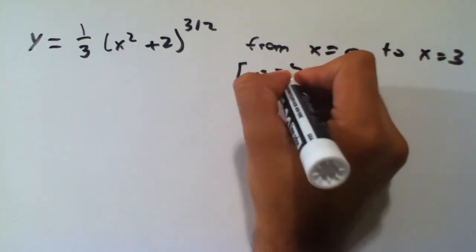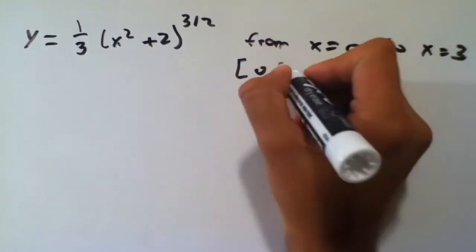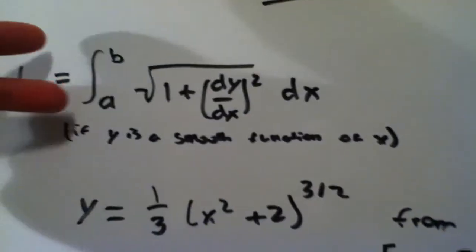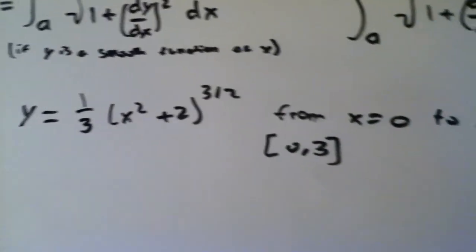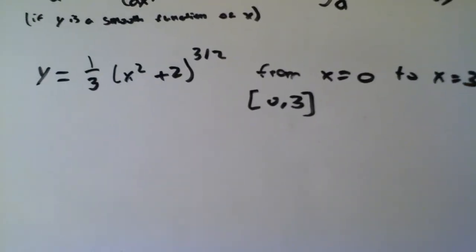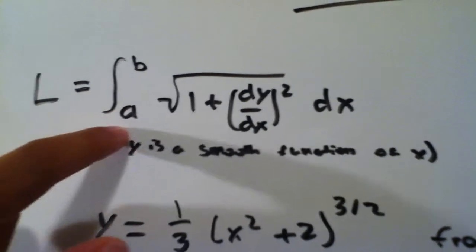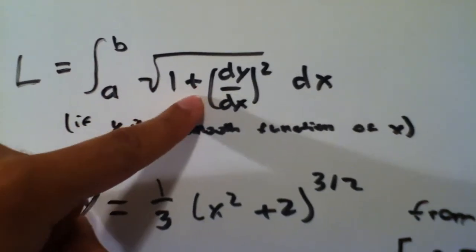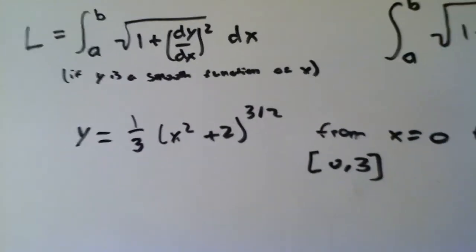0 is a and 3 is b, respectively, right? So you can very clearly see already, we have our a and b, so we already have our limits of the integral. But the first thing we need to do is find dy/dx, because we have this component and we have the 1, of course. So the only thing left to find is dy/dx. So we can square it, and then we can take the integral of its square root.